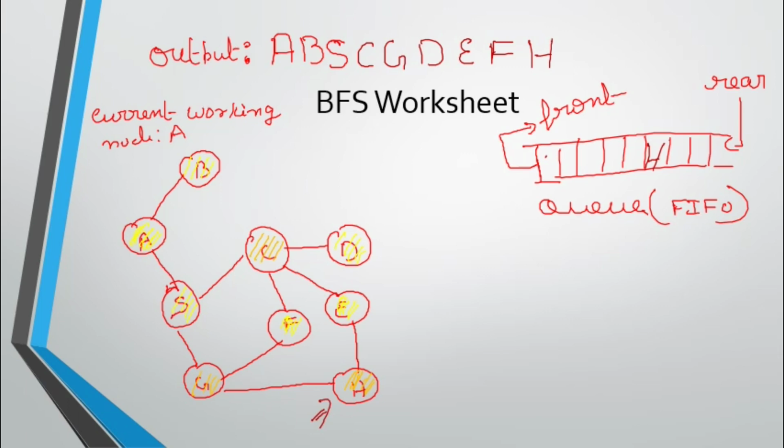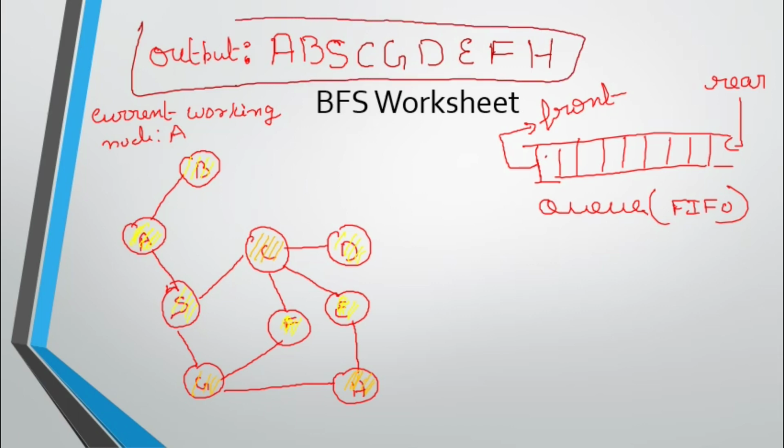Now the queue is empty. That signals the algorithm that all the vertices have been visited. So this is the output whatever is obtained. The output obtained is the BFS for the figure given below.